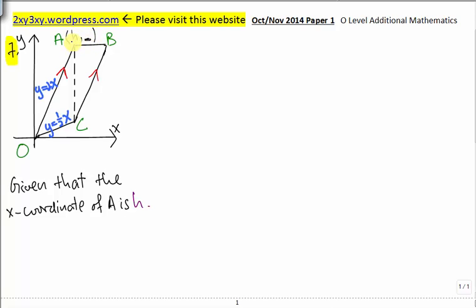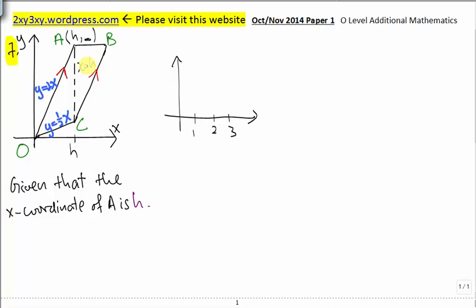Okay, and we are told that this line here is parallel to the y-axis. That means this is a vertical straight line. And since this is a vertical straight line and we know that the x-coordinate of A is h, that means this x value here is h. Therefore, this vertical straight line has the equation x equal to h.